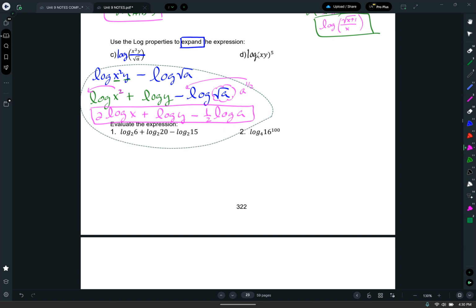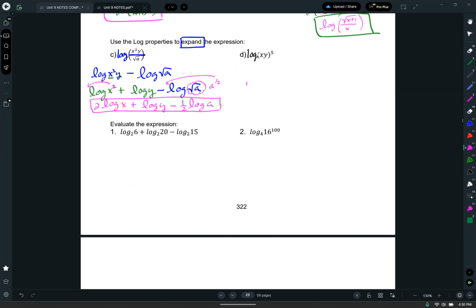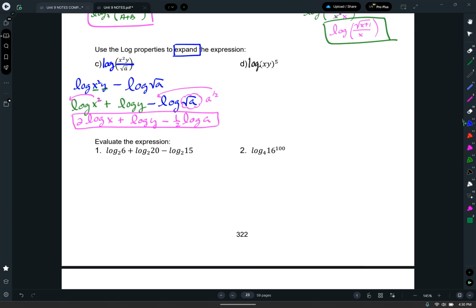Okay, and then let's look at letter D. Again, we're expanding. I want to stretch it out. So the first thing I need to think about is, okay, that 5, what does that 5 apply to? Well, doesn't it apply to both the x and the y? So I could think of this as being the log of x to the 5th and y to the 5th, right? Okay, so now because they're being multiplied, right, x to the 5th times y to the 5th, I'm going to turn it into addition of 2 logarithms.